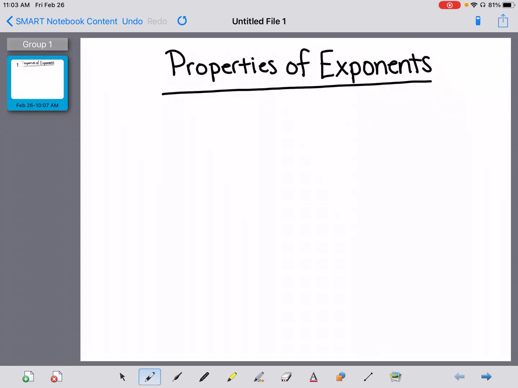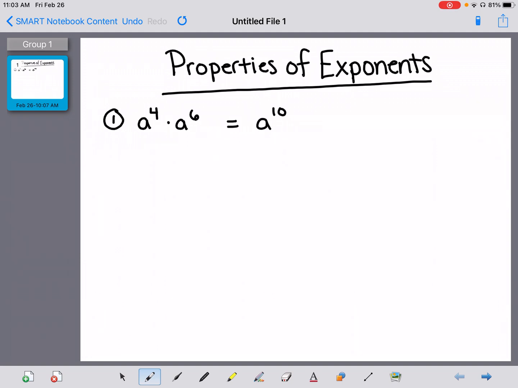Right, so some of you were asking that you're still having trouble with the properties, and so I want to walk you through them. Right, so here's a bunch of examples. So if we have a to the fourth times a to the sixth, this would become a to the 10th. We add the exponents here.